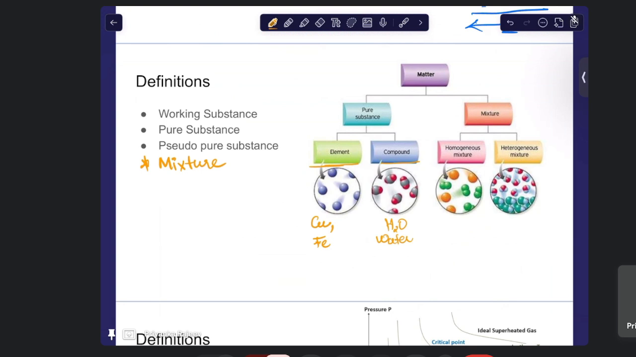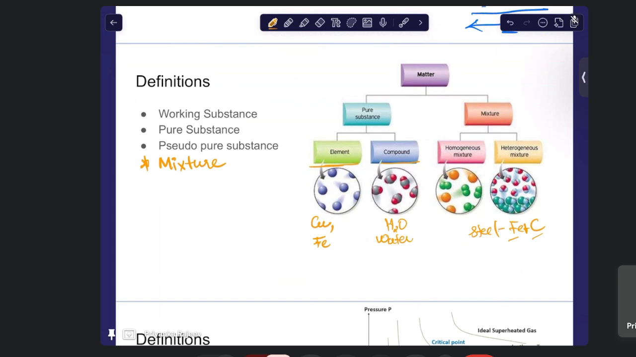Then what is mixture? There are two mixtures, one is homogeneous and another is heterogeneous. So mixture is different compounds or different elements mixed together. For example, steel. Steel is a mixture of iron and carbon. Iron is an element, carbon is another element. So it's a mixture of iron and carbon.